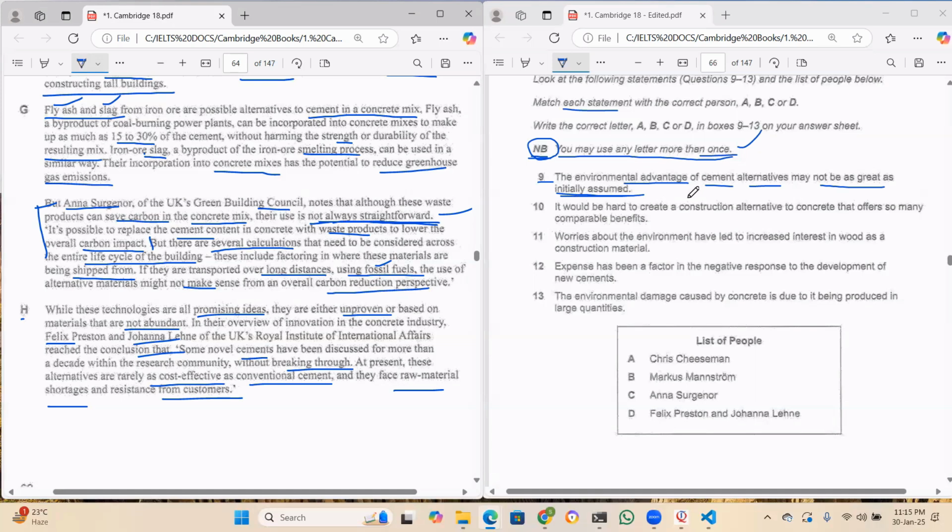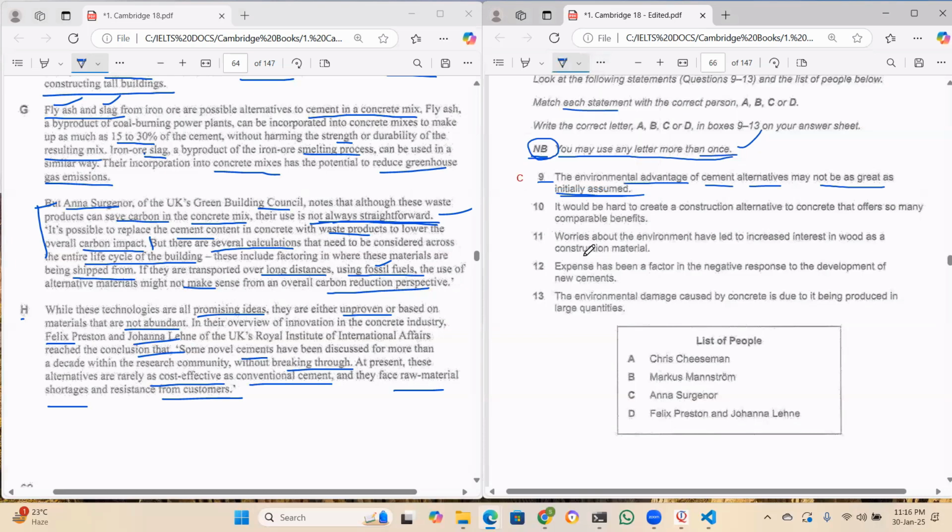Environmental advantage, that's what she's talking about. Yes, so this one is exactly matching. So for the ninth one, our answer should be Anna. Anna, what is the option? C. So yes, C is my answer.